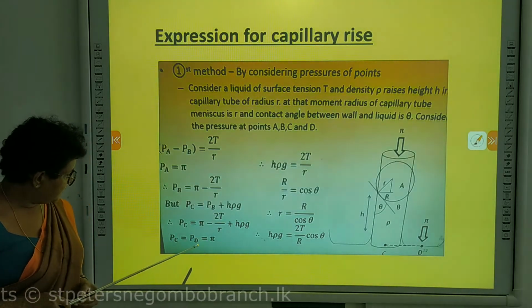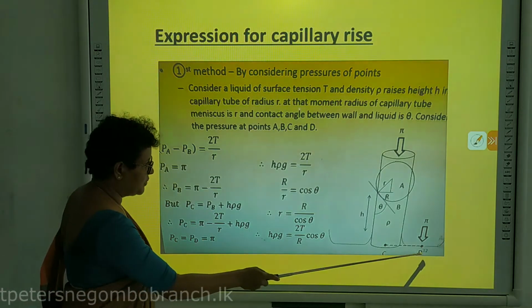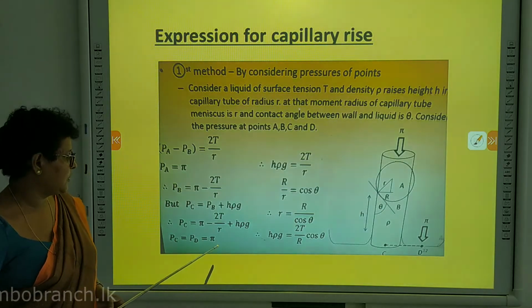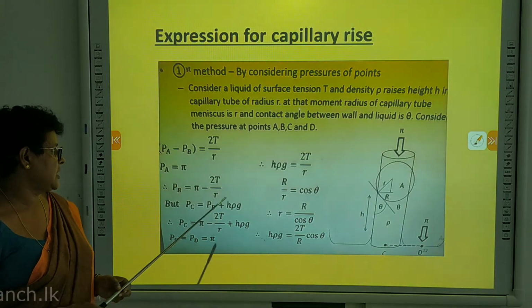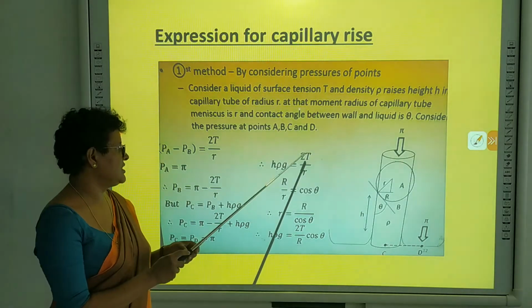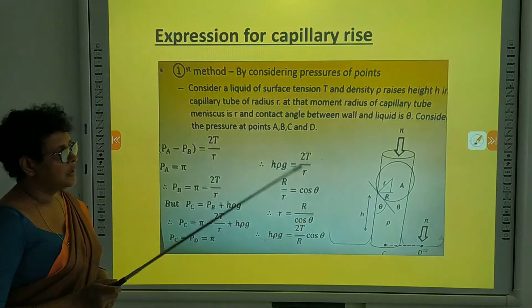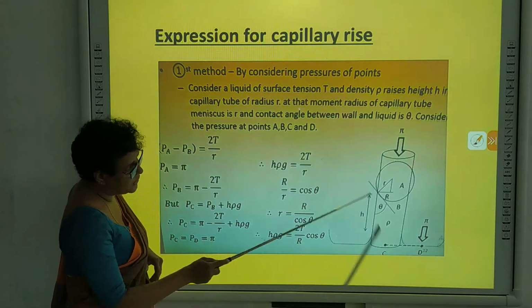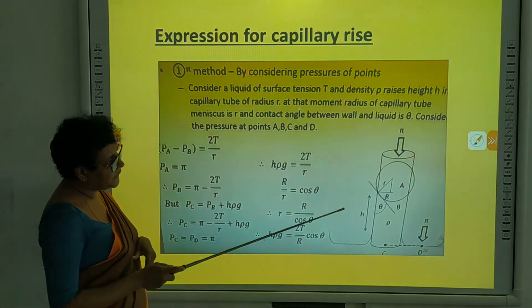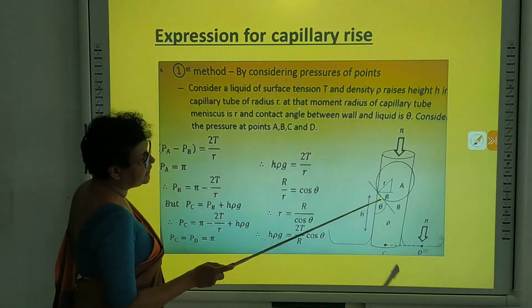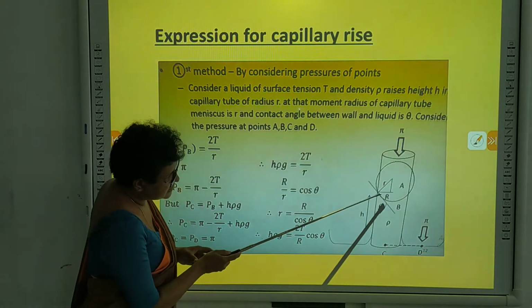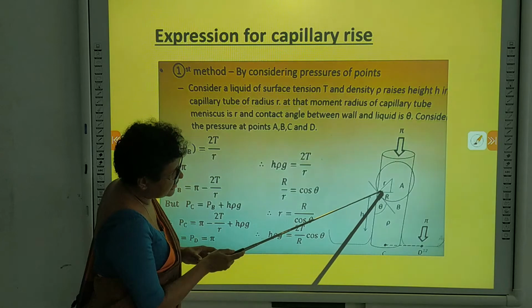Now, pressure B equals pressure C, which is also atmospheric pressure. From this equation, we derive h rho g equals 2T over simple r. Now what is simple r? It is the radius of the meniscus, but we need the radius of the capillary tube, so we want to find it. Look here, this is theta, so this is 90 minus theta, and again this is theta.